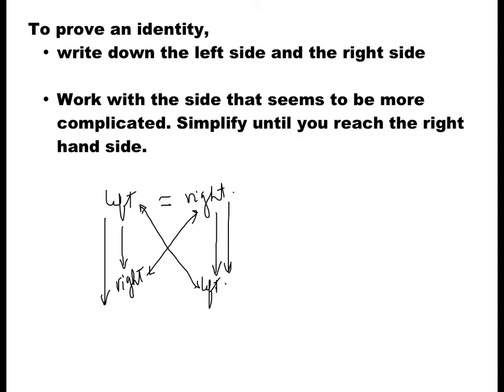If there is no way we can go from left to right or right to left or both of them, then we say the identity doesn't hold. You may assume that this is very complicated, but in fact it's very simple. So let's do a couple of examples.